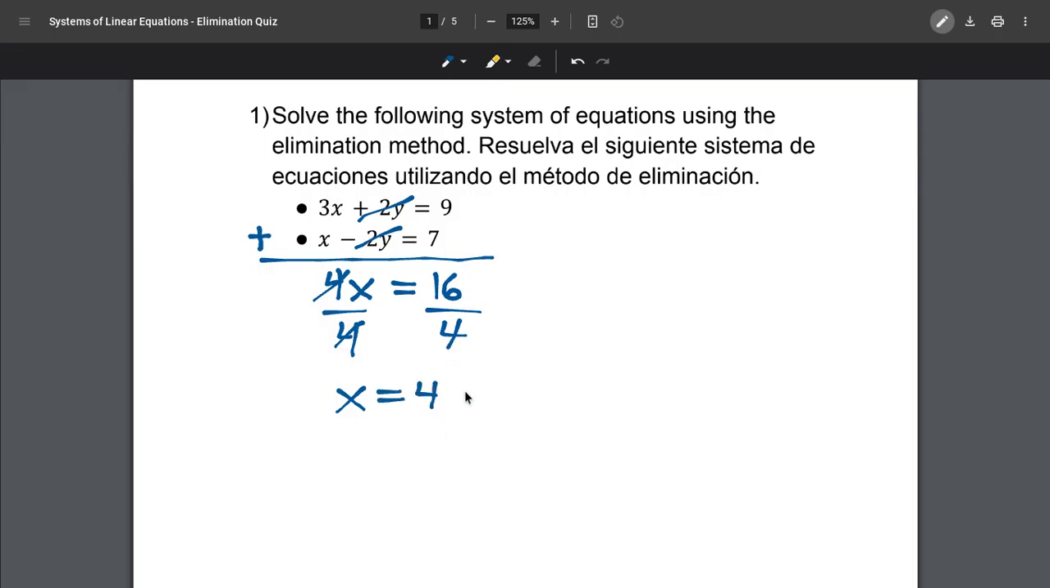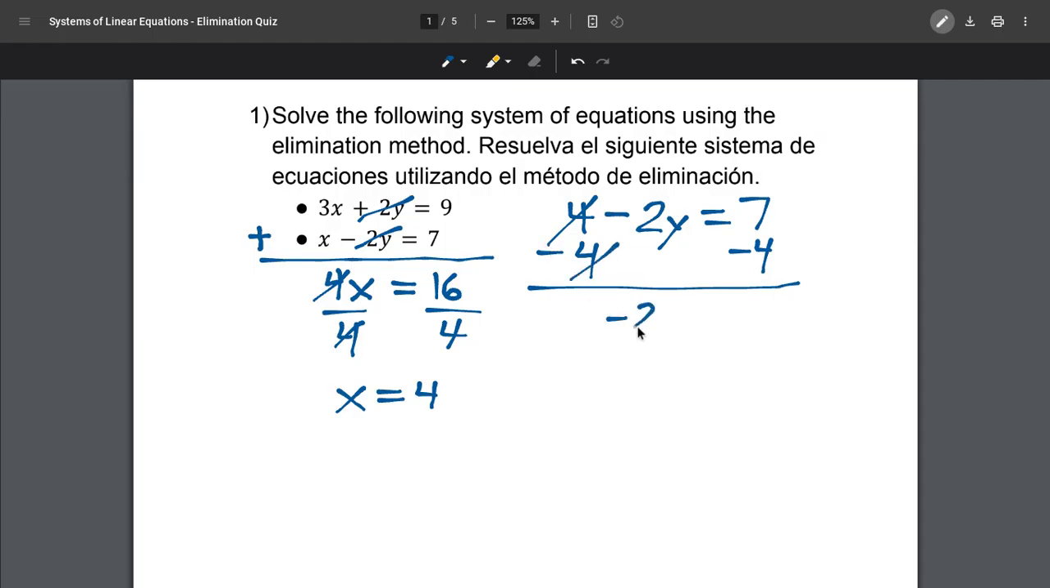We can now take this value of x and plug it back into either one of these equations. I'm going to pick the bottom one because that way I don't have to multiply by 3. So I'm going to do 4 minus 2y equals 7. And I'm going to subtract 4 from both sides. And 4 is going to cancel here. We're going to get minus 2y equals 3.